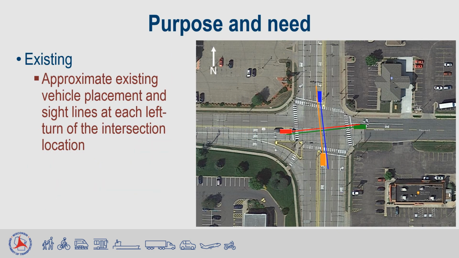As stated previously, the existing intersection provides left turn offset configurations that are categorized as negative to slightly neutral depending on the position of vehicles. Shown on the screen now are approximate existing vehicle locations and the resulting sight lines for each left turn movement.